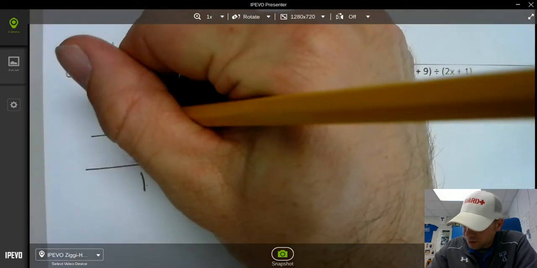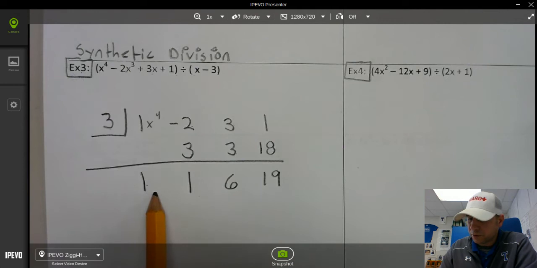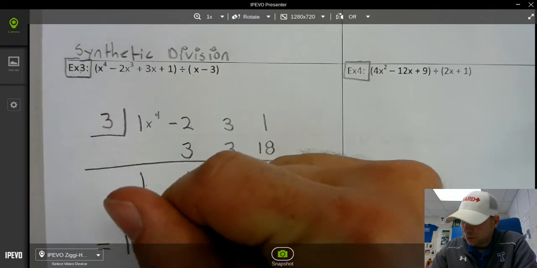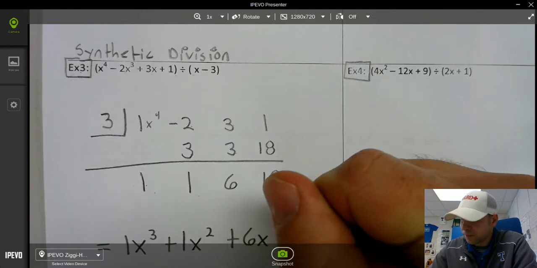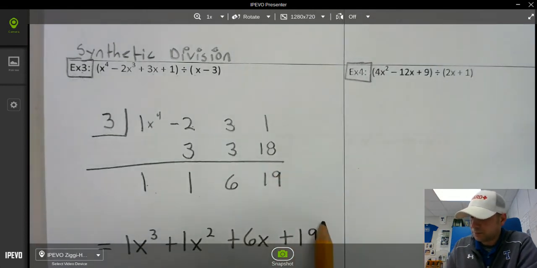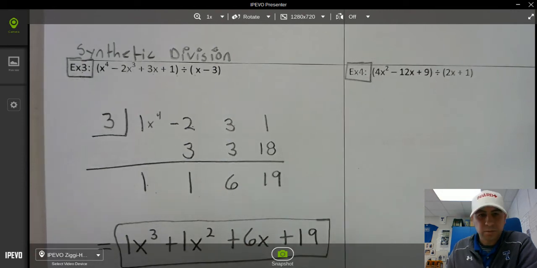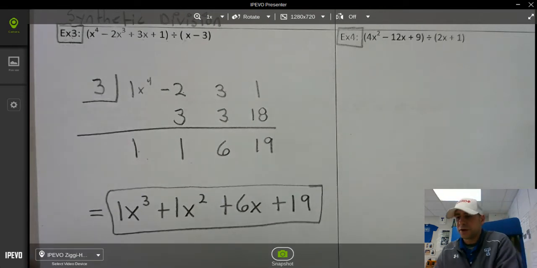Now, when you use synthetic division and long division, you reduce the powers. So this was to the 4th power. Now it reduces by 1, so it's to the x third power. So you're left with 1x cubed plus 1x squared plus 6x plus 19. Okay, so take a few seconds to update that. Now let's look at example 4.